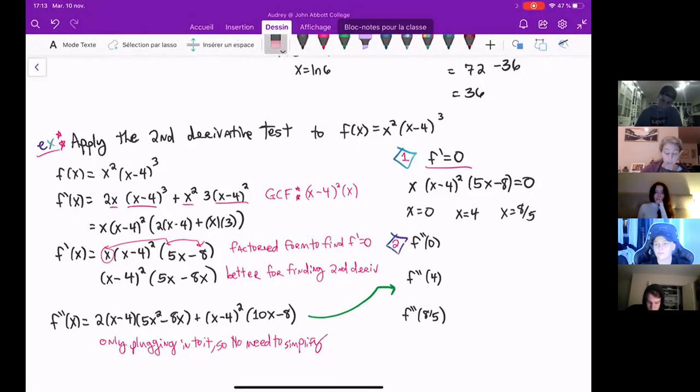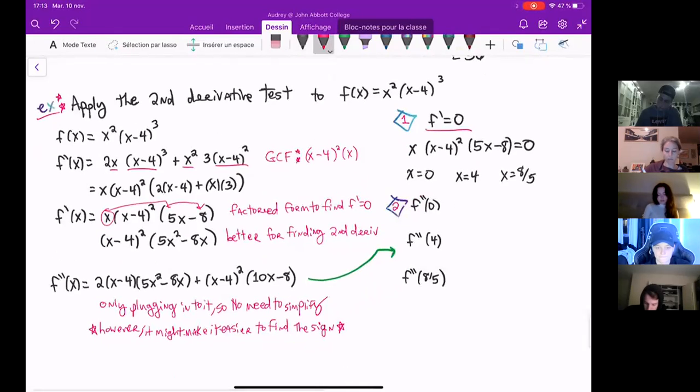So here you can plug this into your calculator. Simplifying might actually make it easier to find a sign. If you want to simplify, you can, but you don't have to. So I'm just going to give you the signs. In this case, f double prime of 0 is less than 0, so it's concave down. This is equal to 0, and this is greater than 0, so it's concave up.